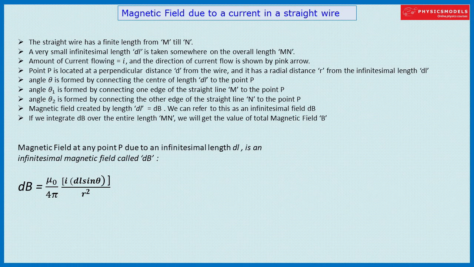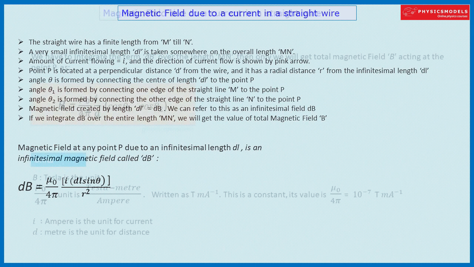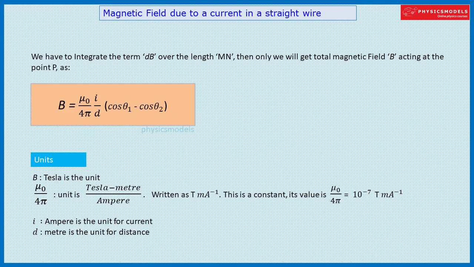This slide shows the definitions of the various things that we put into our earlier slide, and it gives an explanation of what is what. When we integrate dB over the entire length of the finite wire MN, we will get the value of the magnetic field strength B at point P as μ0 by 4π into I divided by D into cos θ1 minus cos θ2.